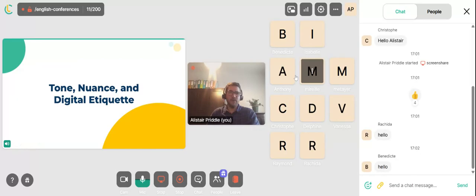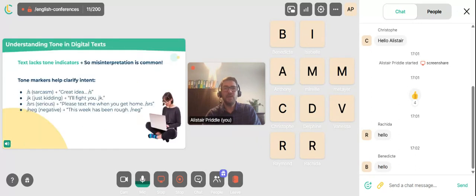Well, let's move on to the next part. We're going to think about tone, nuance, and digital etiquette. So, understanding tone in digital text. Now, this is not easy. Text lacks tone indicators, so misinterpretation is common. Therefore, we have some tone markers now to help clarify intent.